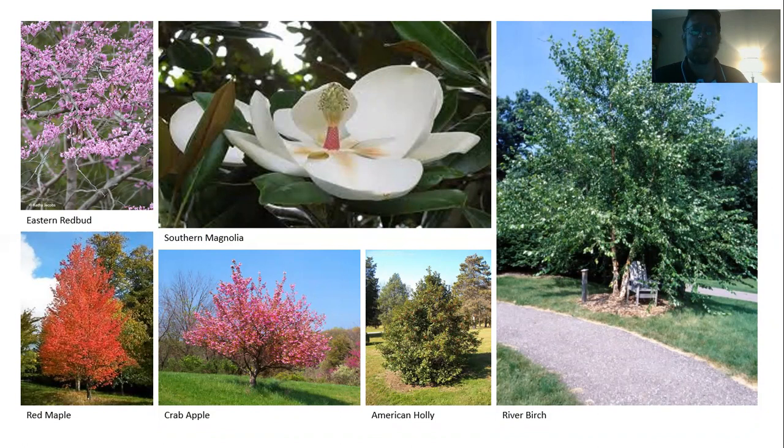Red maple is another beautiful plant. Gives us some fall color, as well as those early developing flowers. Crab apple with all the beautiful flowers you see on that. American holly and other hollies do fantastic here in Mississippi. Provide a lot of habitat for birds and bees and other pollinators. River birches are wonderful, excellent shade trees and have a really interesting bark. And of course, we're in Mississippi, so we have to mention southern magnolia as a beautiful landscape tree.